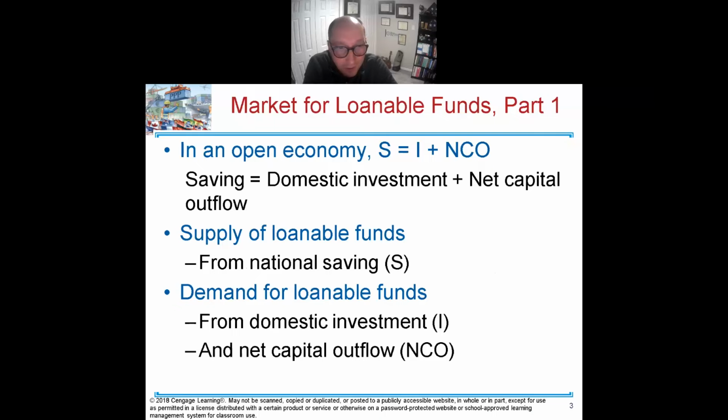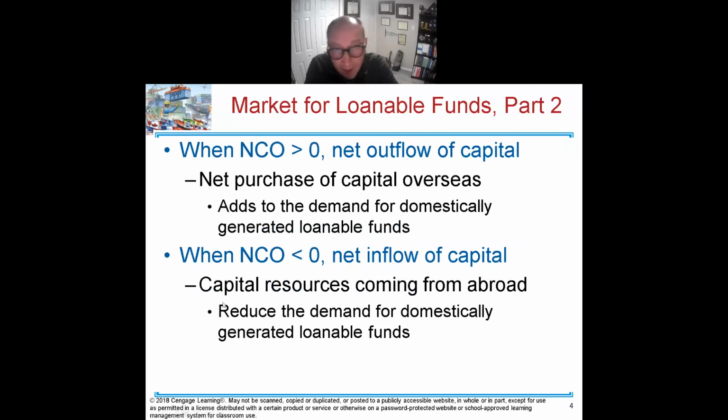We look at things like the supply of loanable funds. That's the amount of cash available for lending based off of national savings. We look at the demand for those loanable funds: domestic investment, which is represented as I, and net capital outflow, which is NCO. When net capital outflow is greater than zero, there are net purchases of capital overseas. It adds to demand. It increases demand when net capital outflow is greater than zero.